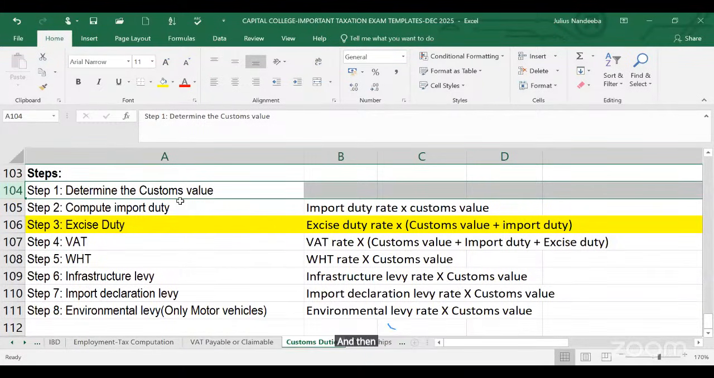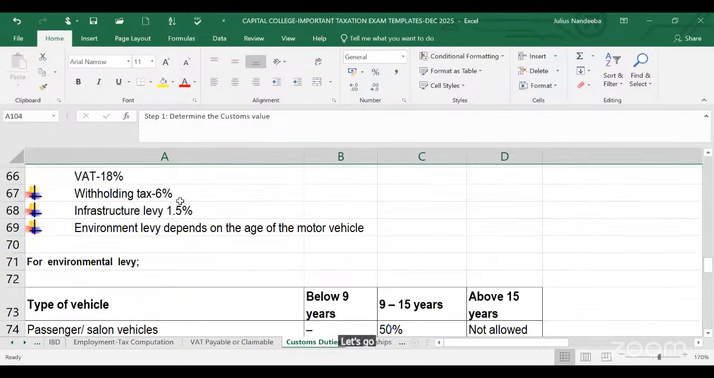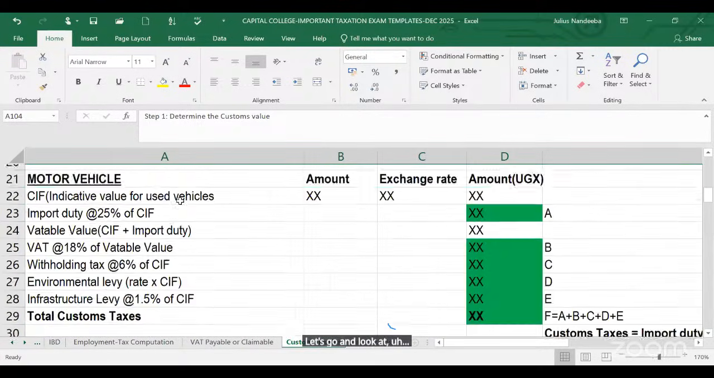And then you look at others. So let's see the killer items, so that you now master them and say, once this one comes, I'll be able to actually do it. Let's go and look at some of the things that you must be aware of.